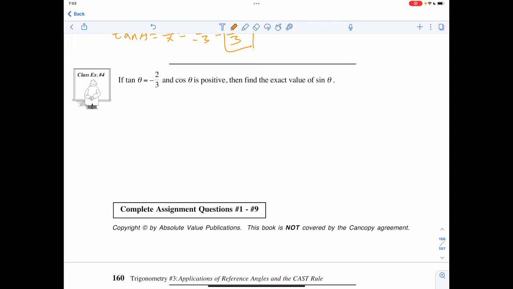For example 4, it tells us that if tan of theta is -2/3 and cos is positive, find the exact value of sine. Well, if tan is negative and cos is positive, then in all the quadrants, except for quadrant 1 where they're all positive, and we know it can't be quadrant 1 because tan is negative, in all the other quadrants, only one of the ratios is positive. So if cos is positive and tan is negative, this has to exist in quadrant 4.